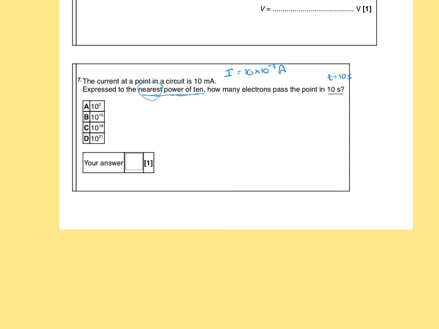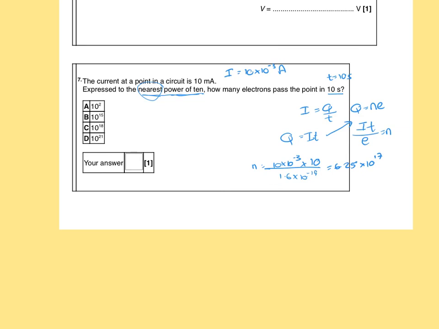Already I know that I is equal to Q over T and Q is equal to NE. So I just simply rearrange, substitute back in there. So IT over E is equal to N. Therefore I have 10 times 10 to the minus 3 times 10 seconds divided by 1.6 times 10 to the minus 19. Now this gives me 6.25 times 10 to the 17.